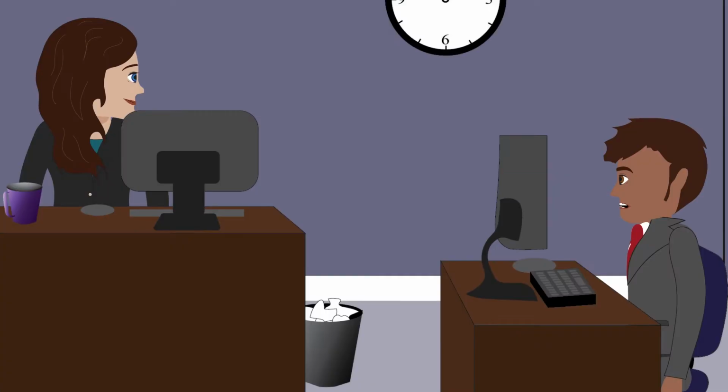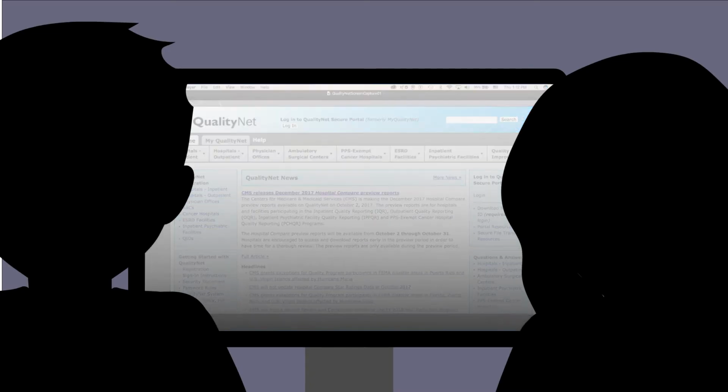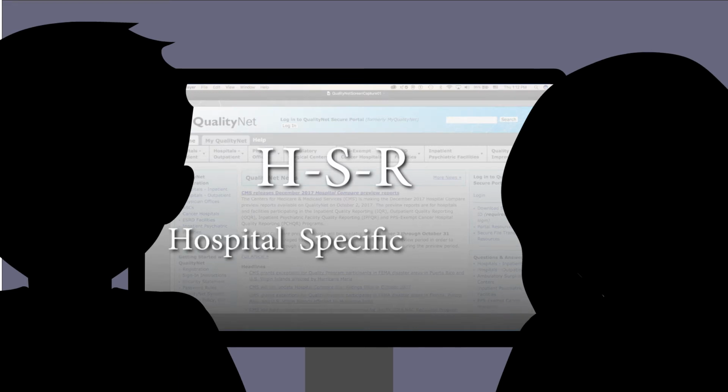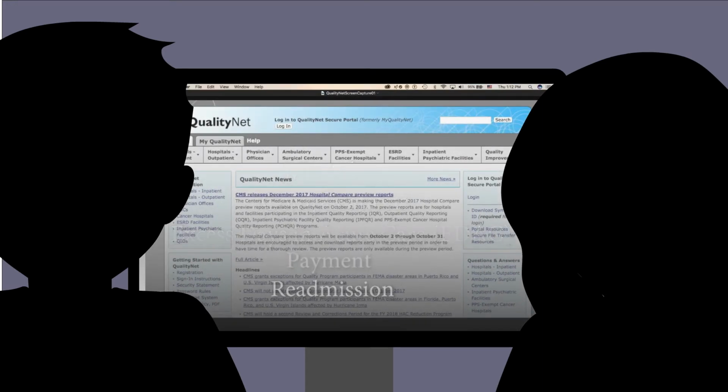Nancy, you should check out our hospital's HSR. You'll be able to pull all the information from there. HSR? What's that? It stands for Hospital Specific Report. Most hospitals in the country receive an HSR for a number of different outcome measures. Since Diane asked about the readmission measures, let's pull up the readmission HSR.